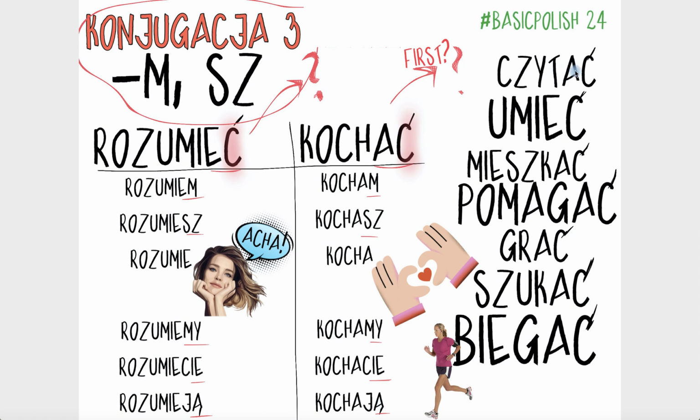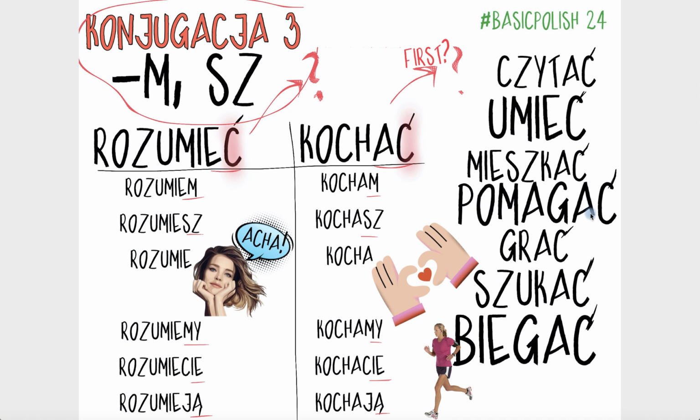So you can see that this a is kept, yeah? So am, asz, a, amy, acie, ają almost, right? If we keep this, if we look at it in this way. So czytam, czytasz, czyta, czytamy, czytacie, czytają. Let's do exactly the same with mieszkać, to live. Mieszkam, right? I'm taking C accent really, but I can change because I've got a here. I can straight away apply all those endings like you can see in this pattern. So mieszkam, like kocham, right? Mieszkasz, like kochasz. Mieszkamy, mieszka, mieszkamy, mieszkacie, mieszkają. Right?